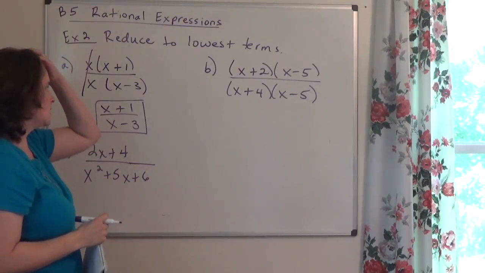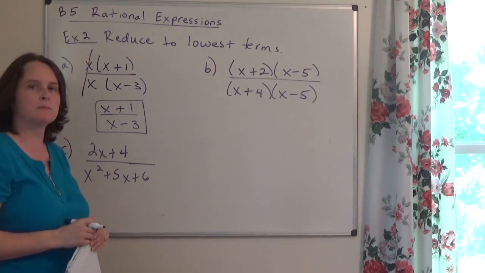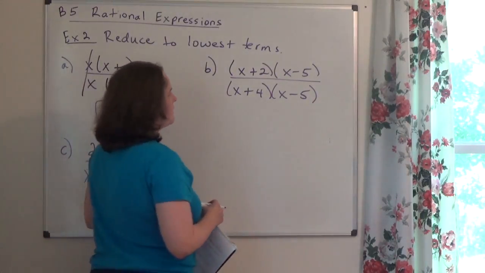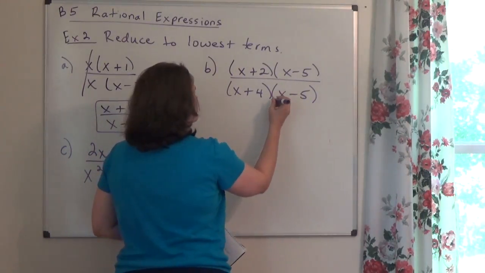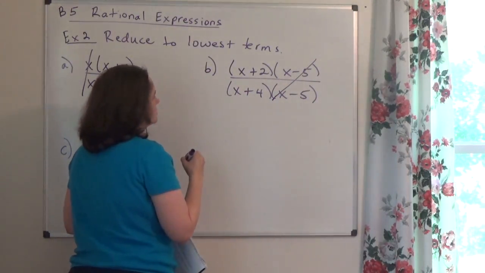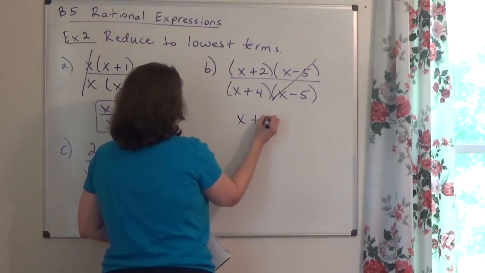For part B, again, you're looking for a common factor that both the numerator and the denominator share. This time they share a common factor of x minus 5. So we can cross out these 2 factors and replace them with 1. That just leaves us with x plus 2 over x plus 4.